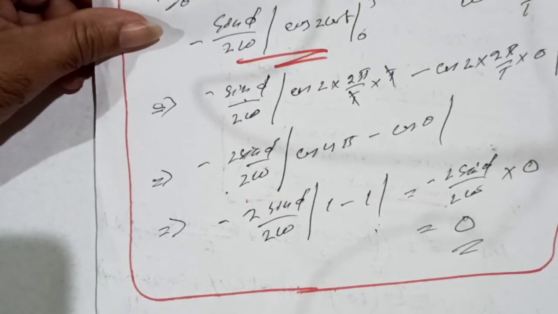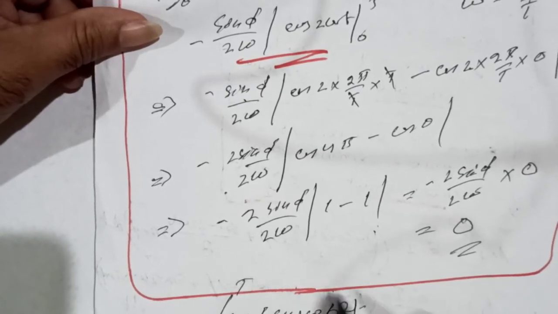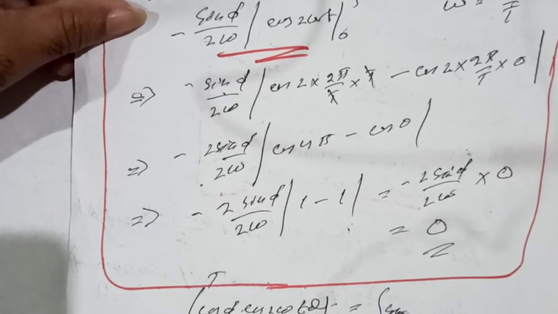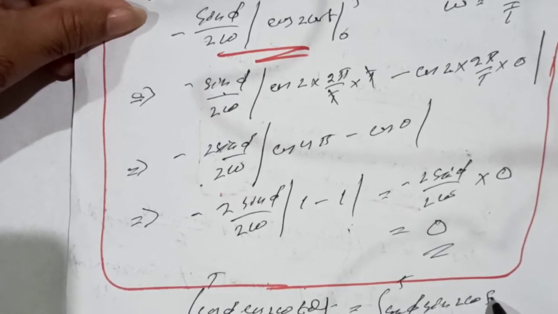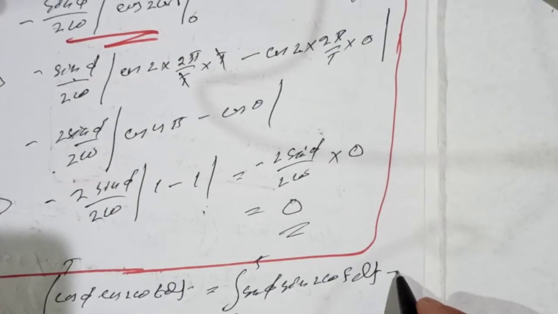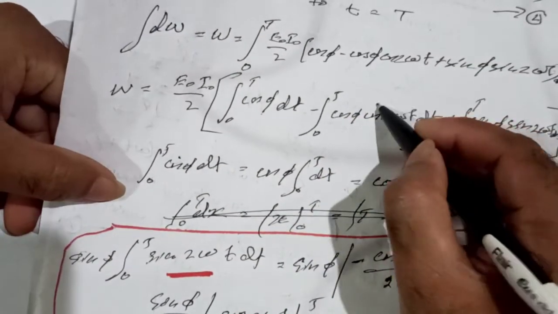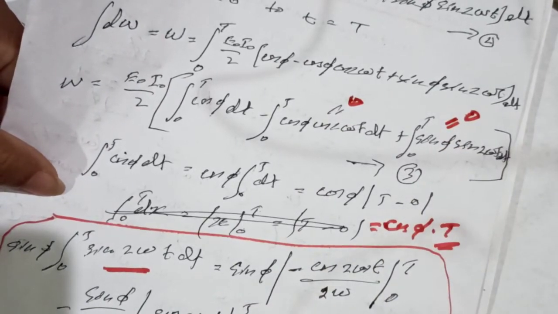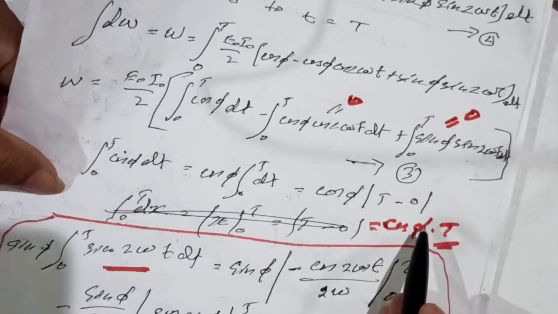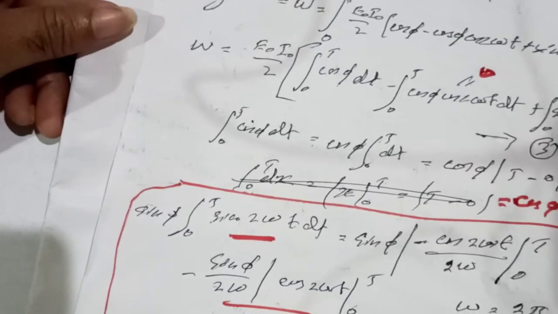So we can simply write like this, putting cos phi. Cos 2 omega t dt integrating, and sine 2 omega t dt from 0 to T, both are equal to 0. Simply, these two are 0. So this one is cos phi t. Okay, so you look into your textbook also.